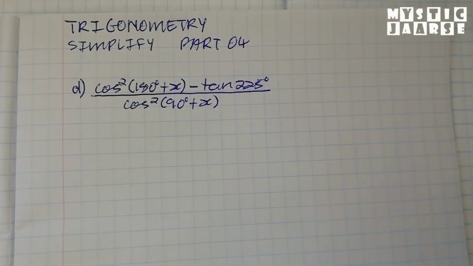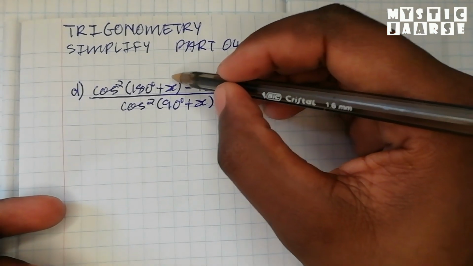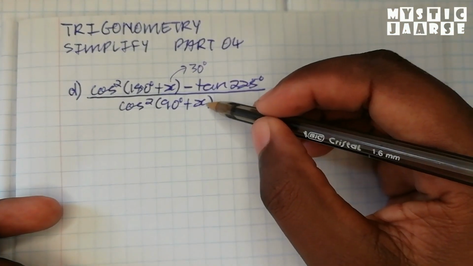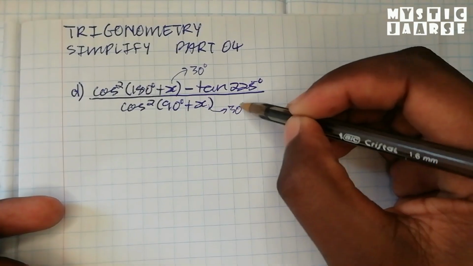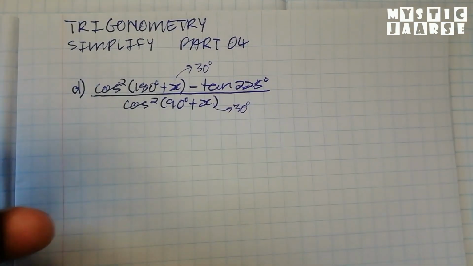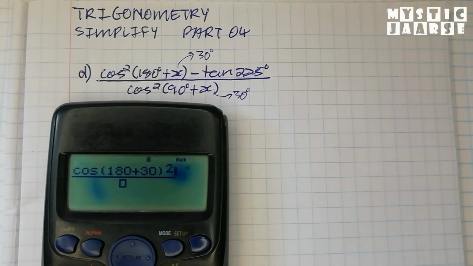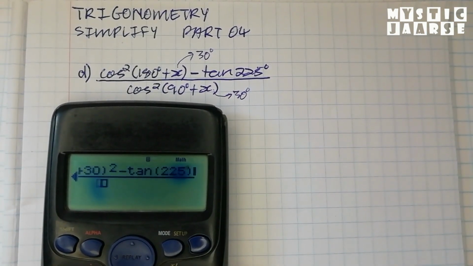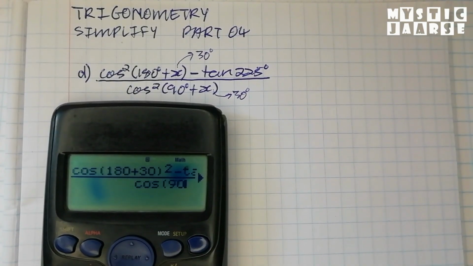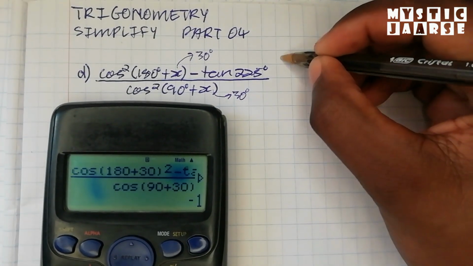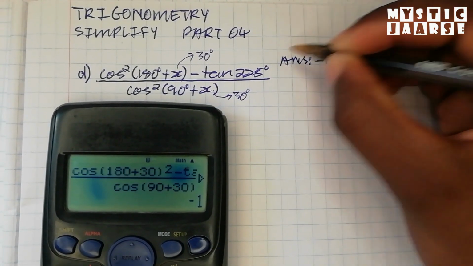To see if we simplify this correctly, we need to have a way of checking our final answer. So I am going to replace this x by 30 degrees. I'm also going to replace this x by 30 degrees to check the answer that I get. Cos of 180 degrees plus 30, squared, minus tan of 225 degrees, divided by cos of 90 degrees plus 30, also squared. The answer that we are supposed to get should be -1.